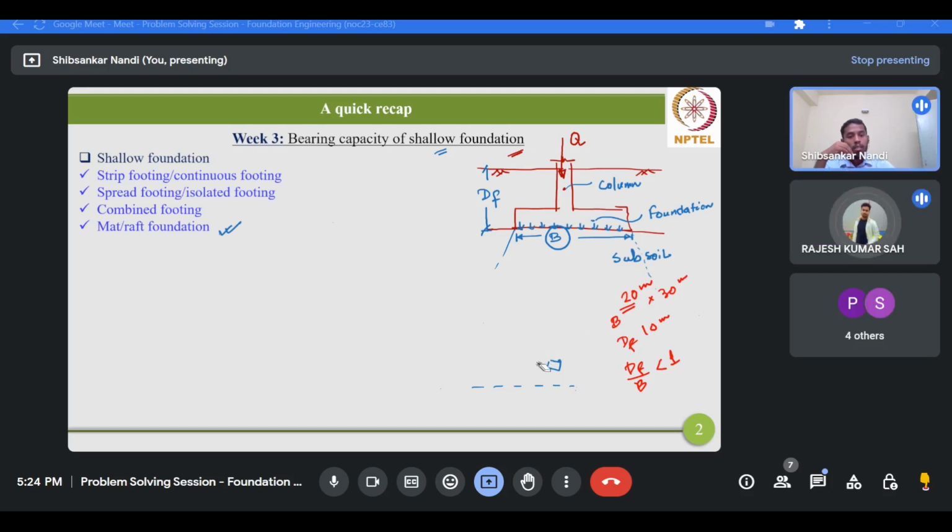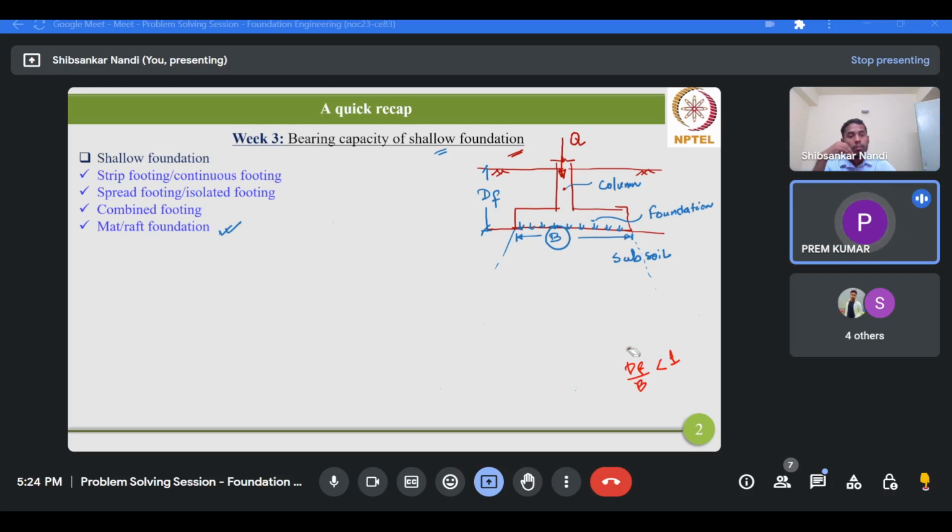Sir, if we are doing only up to 6 meter, then in that case is it feasible or not? Even 6 meter also, this is a very high depth. And please remember that first you have to excavate the soil, then you have to basically, what you have to do?